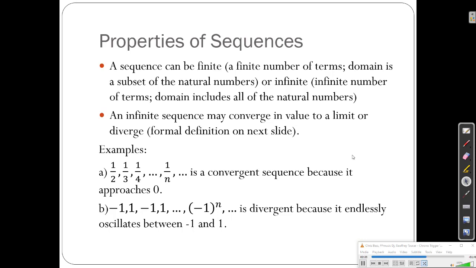We already looked at that. An infinite sequence may converge in value to a limit or diverge. So for example, 1/2, 1/3, 1/4, 1/n is a convergent sequence. If you take n to infinity, then it'll approach 0, because this will get tinier and tinier. Whereas this sequence, -1, 1, -1, 1, (-1)^n, it's divergent because it never converges to a number. It never approaches a number. And instead of giving you the formal definition of convergence, I'm going to save that for the next video.